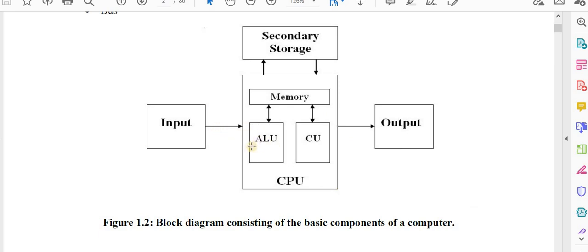So you can see in this diagram that a computer system consists mainly of three parts: CPU, input device, and output device. This whole can be termed the CPU, then input device and output device. The CPU or central processing unit is divided into two parts: ALU and CU. ALU means arithmetic and logic unit, and this is the control unit. So a large amount of data is stored in the computer memory.